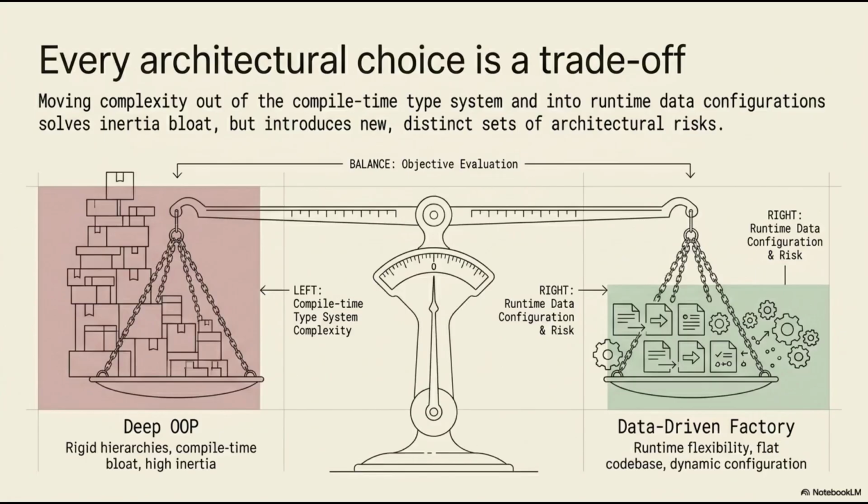Conversely, on the right, represented by documents flowing through gears, is the data-driven factory model. This paradigm embraces runtime data configuration, offering substantial benefits such as runtime flexibility, a flatter codebase, and highly dynamic configuration. However, this shift doesn't eliminate complexity. It transforms it into a different set of runtime data configuration and associated risks. Our goal, as indicated by the central balance, is to engage in an objective evaluation, understanding that true balance isn't about avoiding complexity, but about choosing the type of complexity and risk that best suits our project and organizational context.